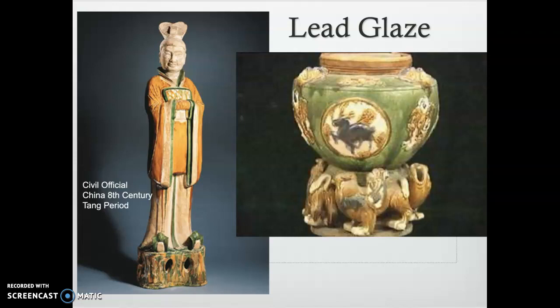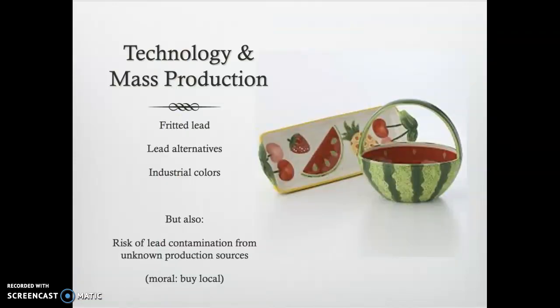Now, the trouble is that the reasons to use it continue to be important. So if you're buying mass-produced pottery, particularly if it's coming from China, which is less well regulated, there's still lots of potteries in Mexico that use lead. And again, the reasons to use the lead are still the same. It's cheap, it's plentiful, it allows you bright colors, and you don't have to fire it quite as hot. Today, there are fritted leads and lead alternatives. There's industrial colors that can allow us to get these bright colors.